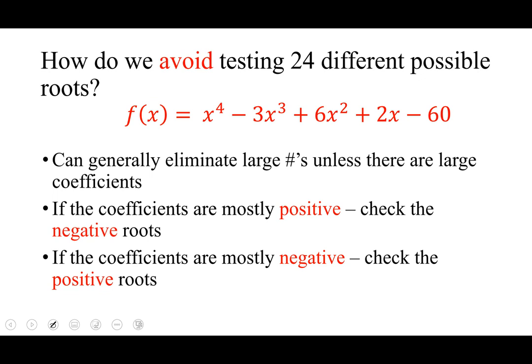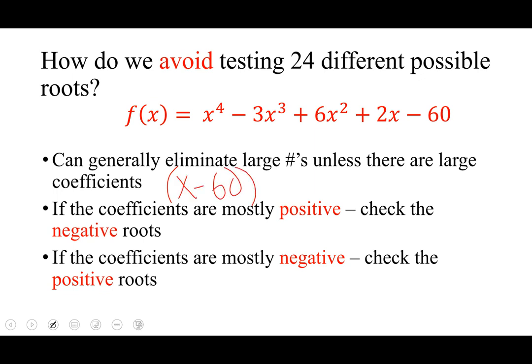So then, in addition to just those informational pieces, how do we avoid testing 24 possible roots? Well, here are some tips. The first bullet is you can generally eliminate your large numbers from your list unless there are large coefficients. One of the possible rational roots on our list was 60. In order for 60 to work, that would mean that x minus 60 was a factor of this polynomial.